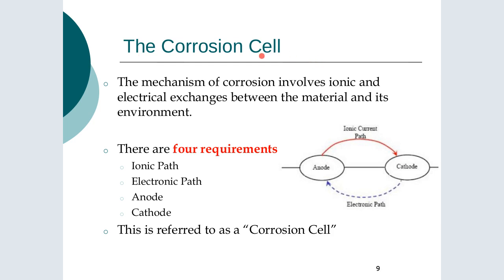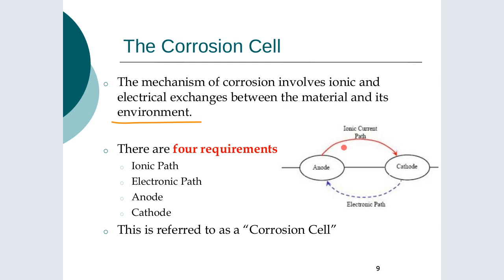Now, the corrosion cell. So this is how corrosion actually occurs. And what it involves are ionic and electrical exchanges between the material and its environment. And by the environment, we mean either the external environment. So if we take a pipeline, for example, the ambient air, or maybe on the process side of it. So the fluid side of the pipeline, the internal side of it as well.